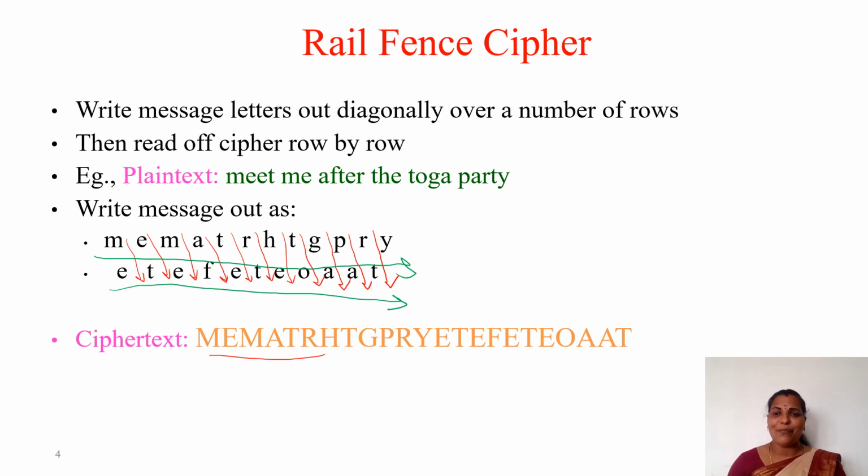It is a very simple transposition cipher. Here you look into the plain text as well as the cipher text. Both have the same alphabets only. The only thing is that the positions are changed. It is permuted, shuffled, rearranged. That is what happens here, and so the name transposition cipher.